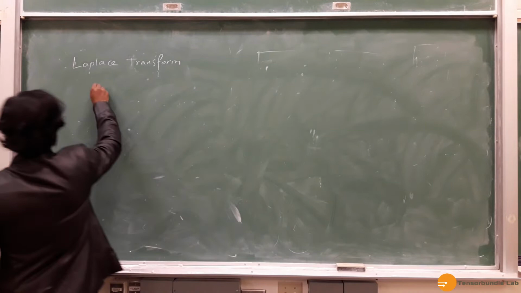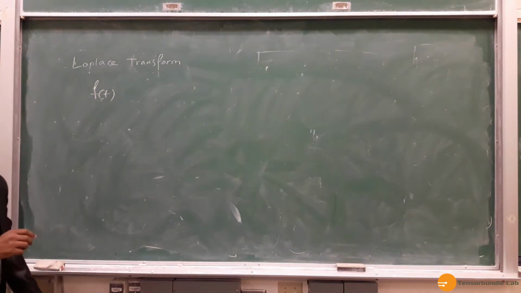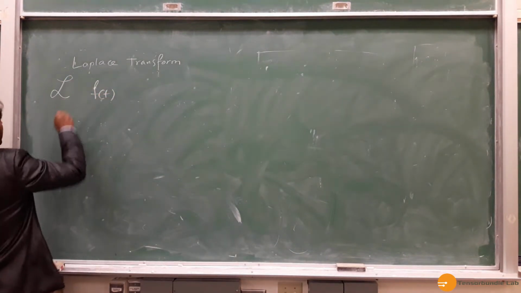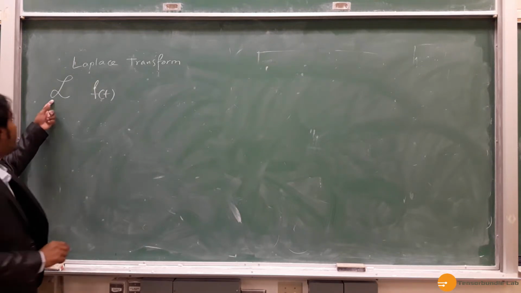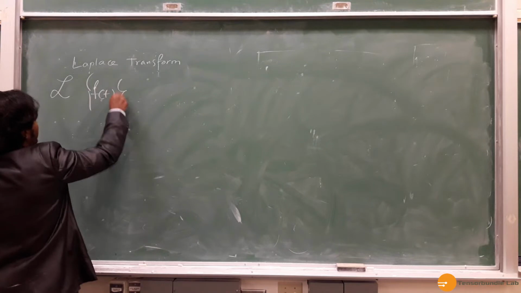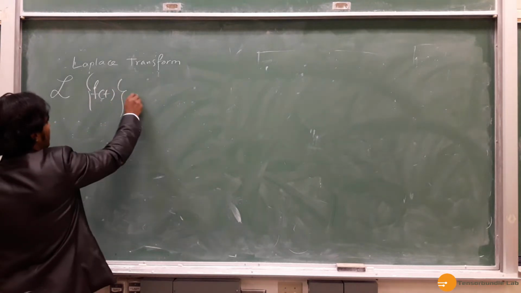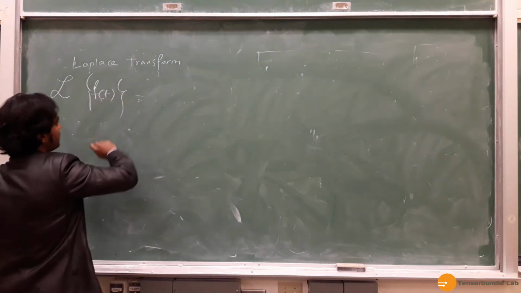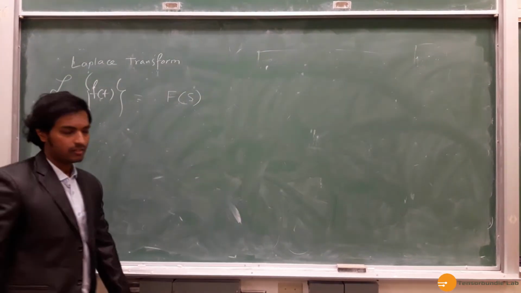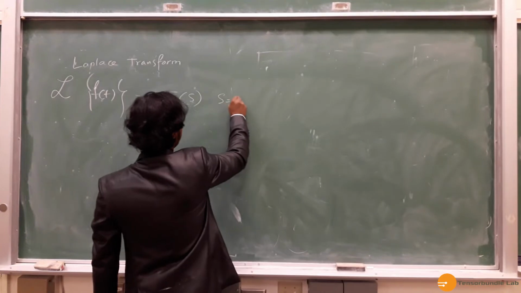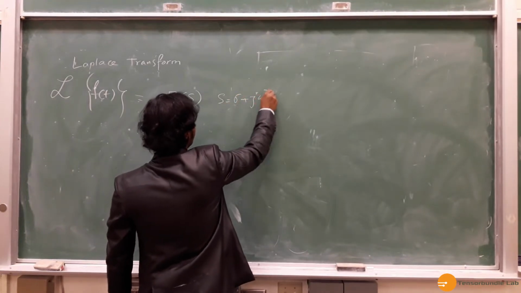For example, we have a time domain signal f of t, and we define the Laplace transform, which is denoted by this curly L. It's a mathematical operator. It will operate on this time domain signal and convert it into a frequency domain signal, F of s, where s is defined as sigma plus j omega.